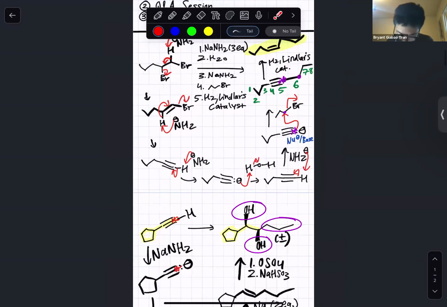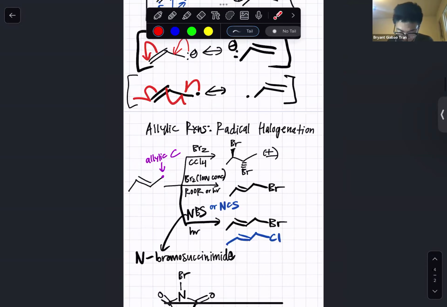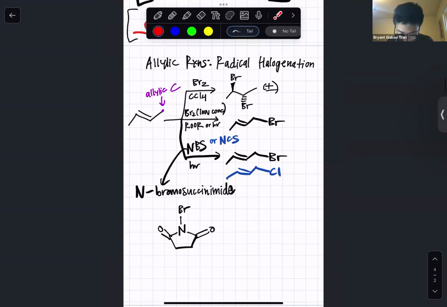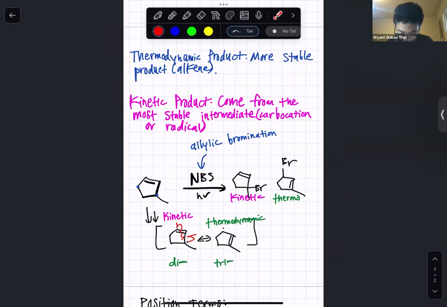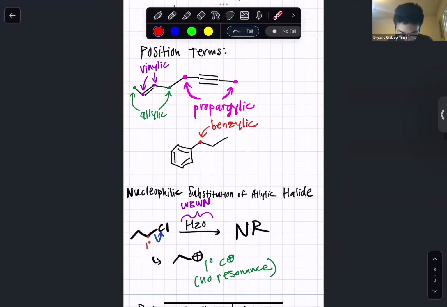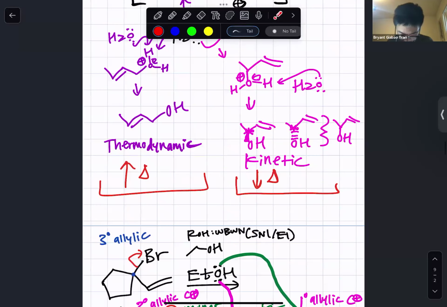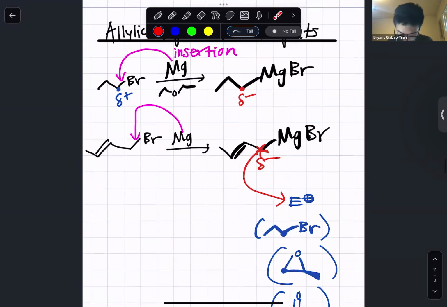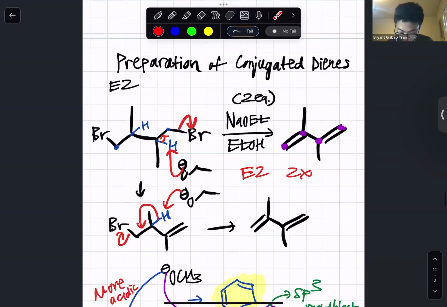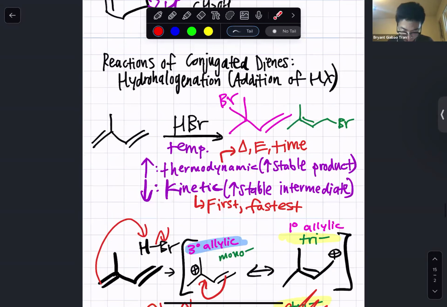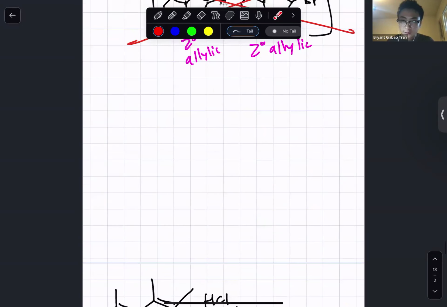So we went over conjugated systems, allylic position, carbocation, carbanion, radical, NBS, allylic bromination, mechanism, thermodynamic and kinetic product. These position terms: vinylic, allylic, benzylic, so SN1 reactions, organometallic, N-butyl, acid base, conjugated dienes, making conjugated dienes, reactions, addition of HX or X2.